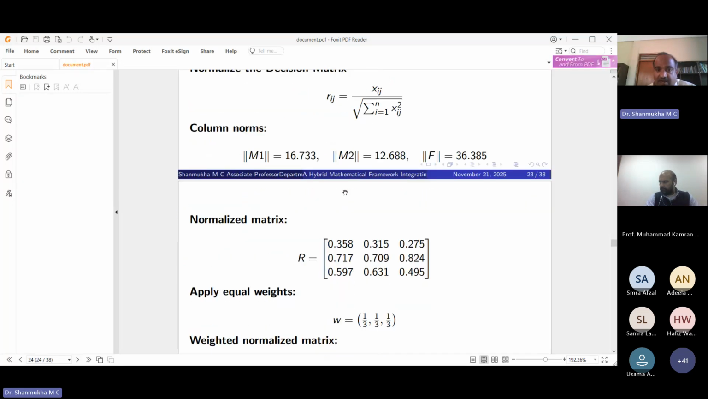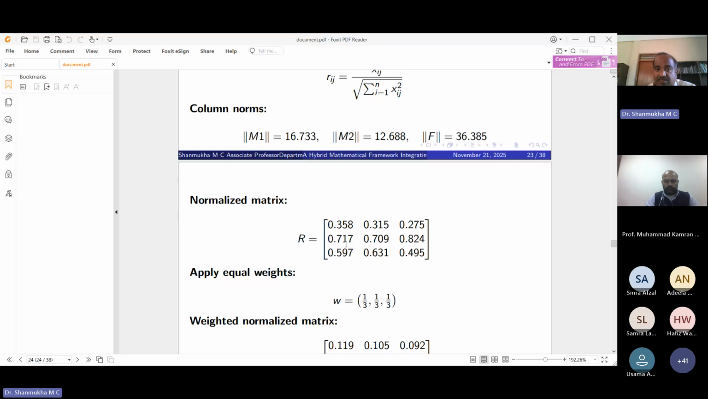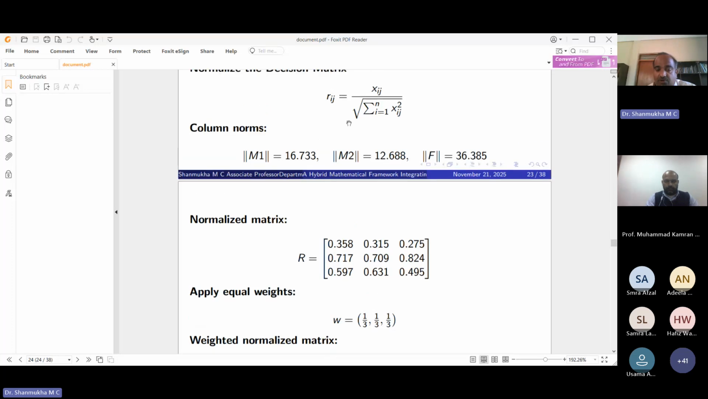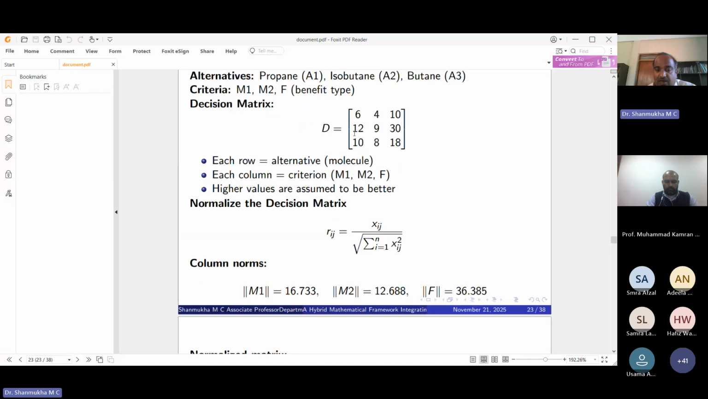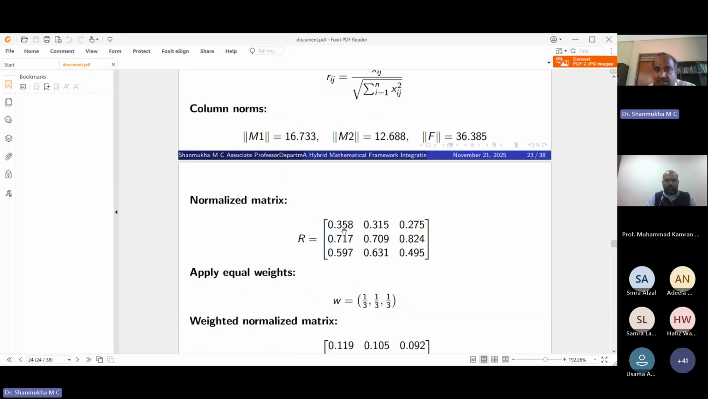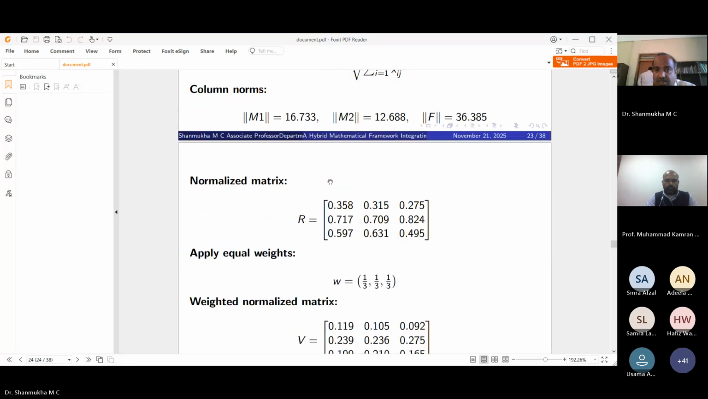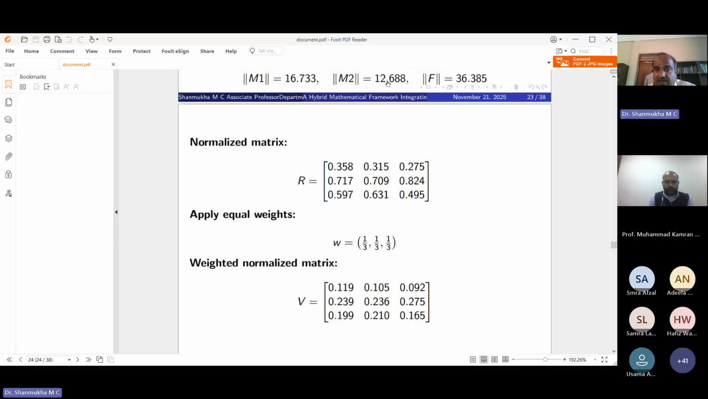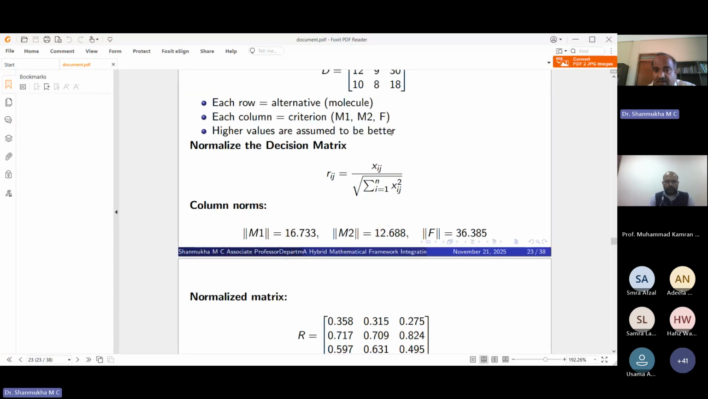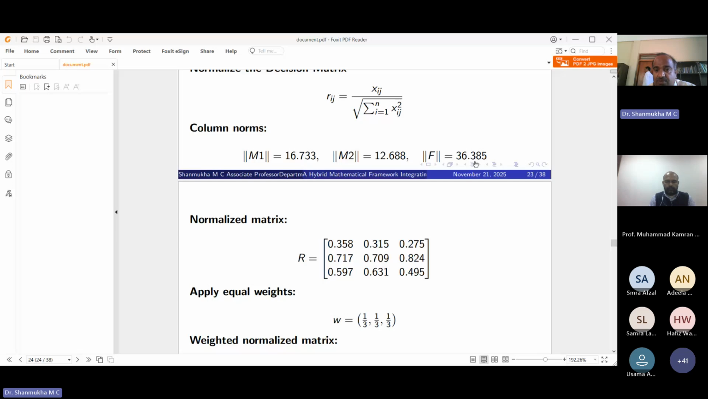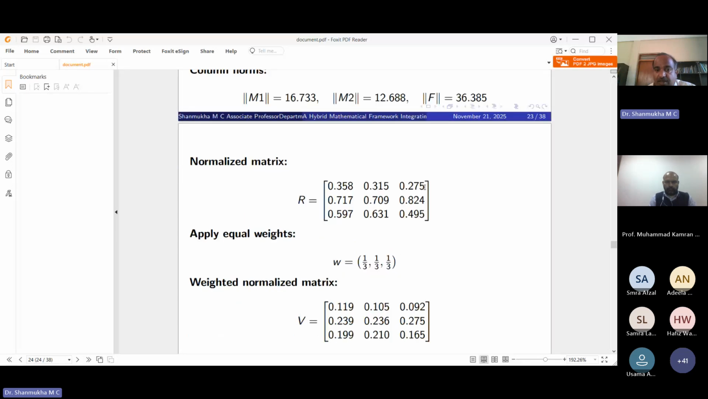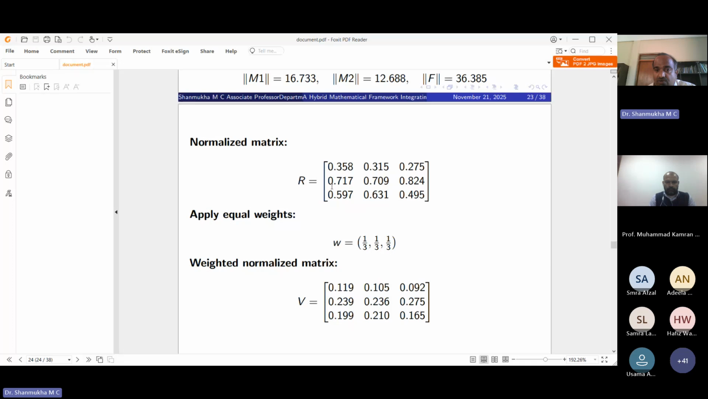Then we normalize the matrix here by the definition Rij is equal to Xij upon the square root of. So we use norm of M1, norm of M2 and norm of F. So 6 upon the norm of M1 value is equal to 0.358. Then 4 upon the norm of M2, 12.688. Then 10 upon 36.385, which is 0.275. In the similar manner, we obtained second and third row values.